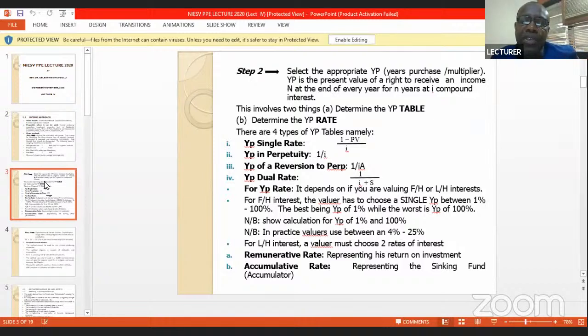So two rates of interest, the remunerative rate and the accumulative rate. If it is only freehold interest, just the remunerative rate. But if it is leasehold interest, both the remunerative and the accumulative rates of interest. The remunerative rate of interest, you can choose between 4 and 25, depending on the performance of the property. The accumulative rate of interest, you can choose between 2 and 4%, being the rates at which interest accumulates in a savings account.